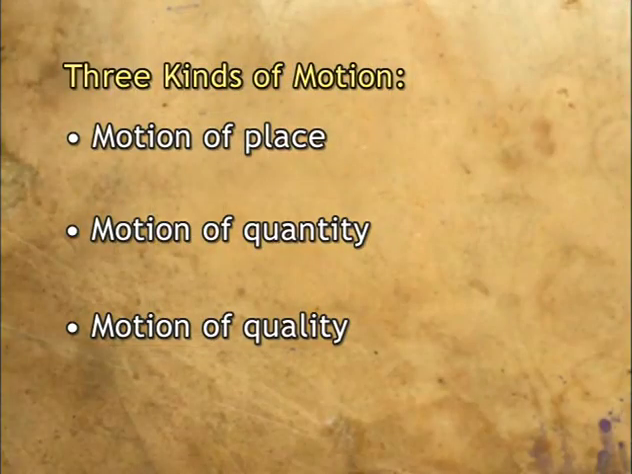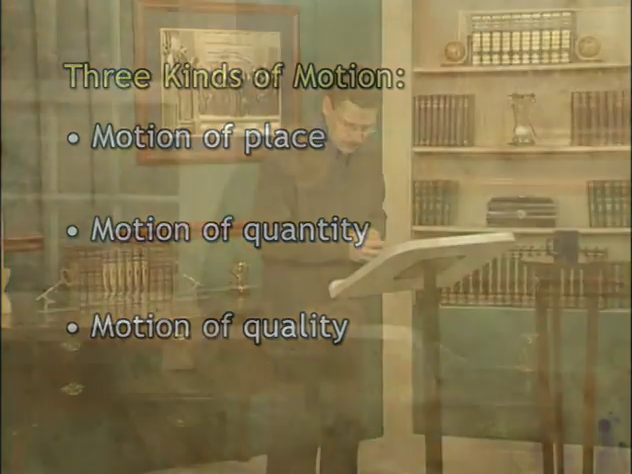Now remember, think back to Aristotle. Aristotle says there are three kinds of motion, three kinds of change. Motion of place, from point A to point B, what we think of as motion. Motion of quantity, when magnitudes change, that is, when the quantity of something changes. And motions of quality, as for example, when a green apple turns red. There's a change in a quality from greenness to redness, from sourness to sweetness.